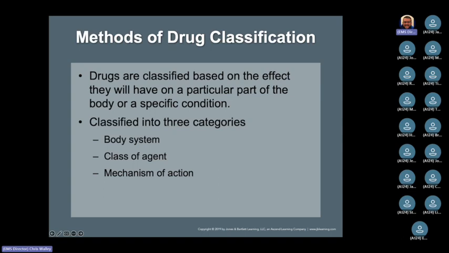First, the body system, so categorizing by the system affected by that particular drug. Understanding which systems are affected by which drugs is going to help us make appropriate decisions for our patient care. Then you have the class of the agent. This tells you how a medication affects the system that it's designed for. And then the mechanism of action. It's the particular action by which the drug creates its desired effect on an organism.